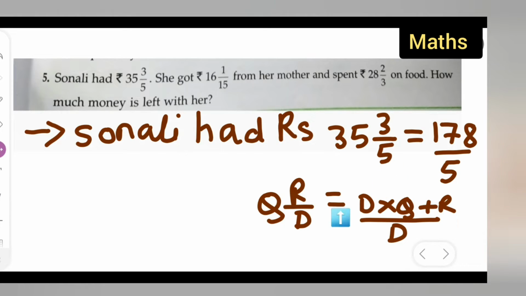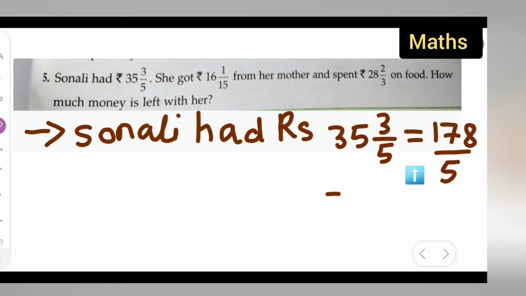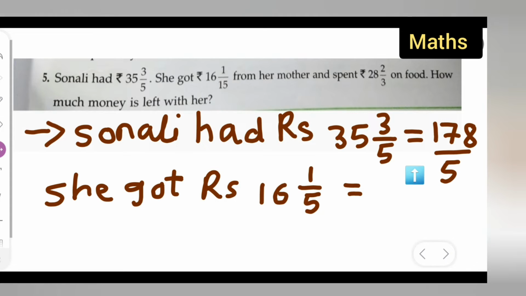I have multiplied this denominator with 35, so I got 175, plus the remainder 3, which is 178 upon 5, keeping the denominator as it is. I have applied this rule here. Have you all understood this part? Next, she got rupees 16 1 upon 5 from her mother.